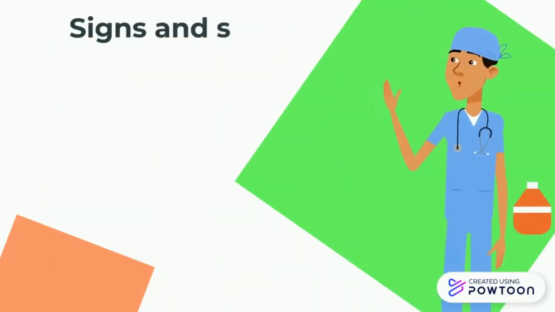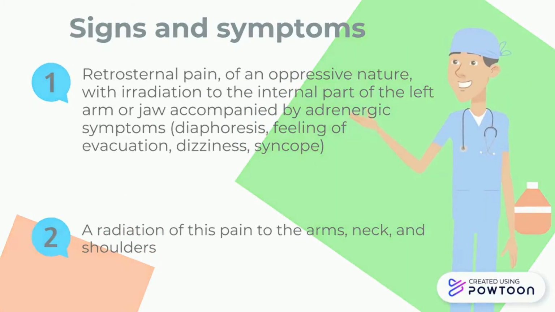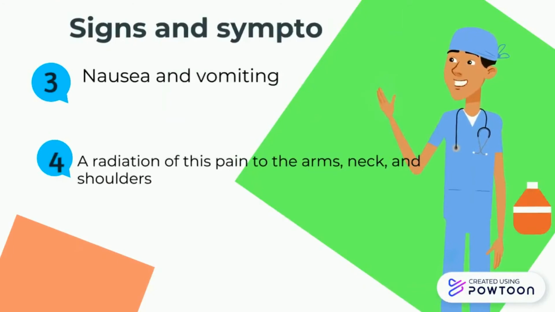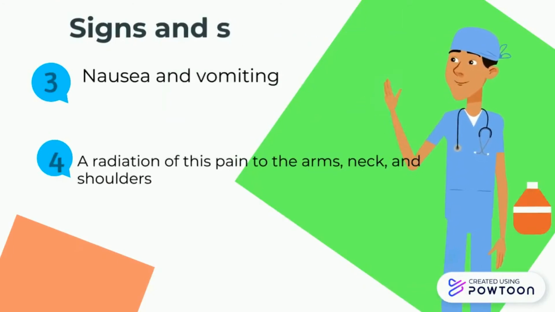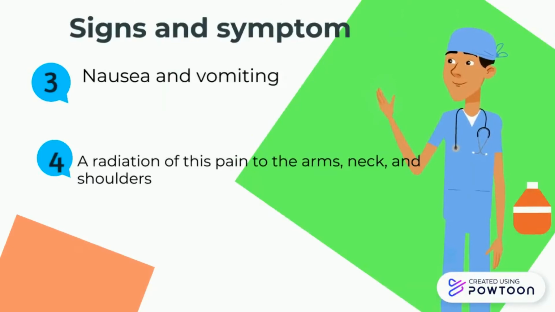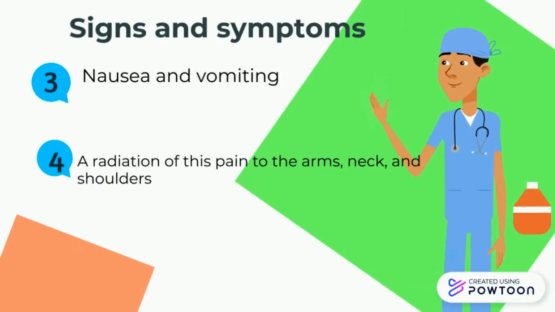The most frequent symptom reported is precordial pain. A radiation of this pain to the arms, neck, and shoulders is also associated. The typical pain is a retrosternal pain of an oppressive nature, with irradiation to the internal part of the left arm or jaw, accompanied by adrenergic symptoms such as diaphoresis, feeling of evacuation, dizziness, and syncope. Nausea and vomiting can occur. In some patients, the presentation may be very atypical, even with dyspnea in patients older than 85 years.